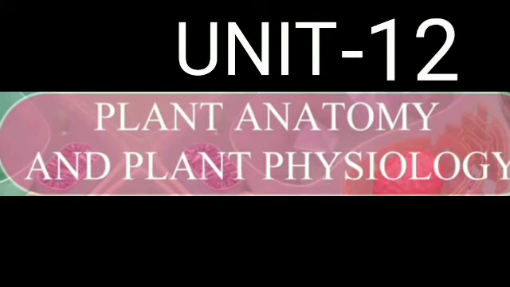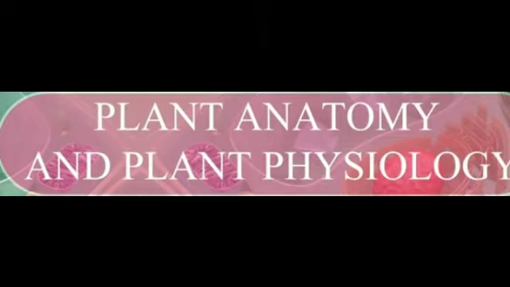Today's topic is plant anatomy and plant physiology. Unit 12: Plants showing varying degrees of organization. Atoms are organized into molecules, molecules into organelles, organelles into cells, cells into tissues and tissues into organs. The first account of the internal structure of plants was published by English physician Nehemiah Grew. He is known as the father of plant anatomy.